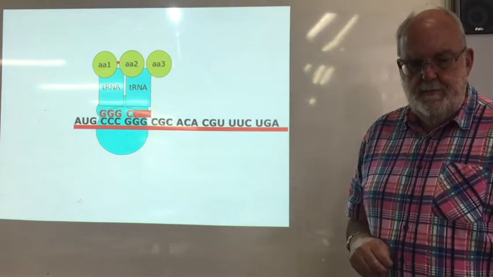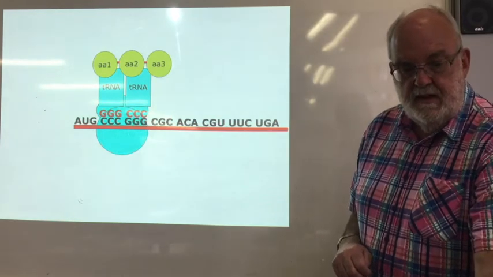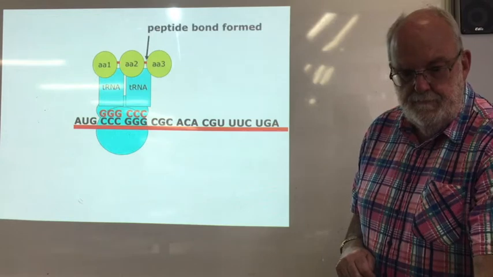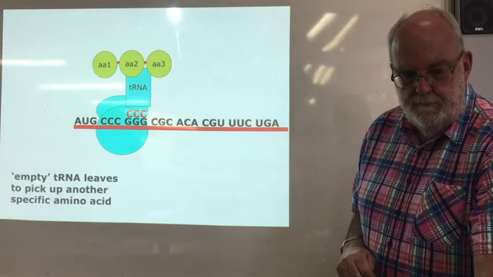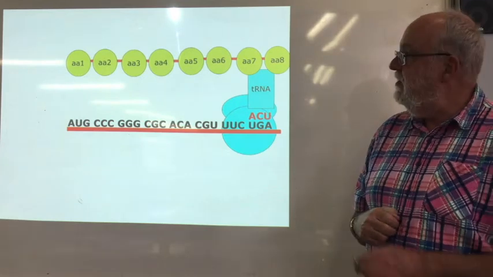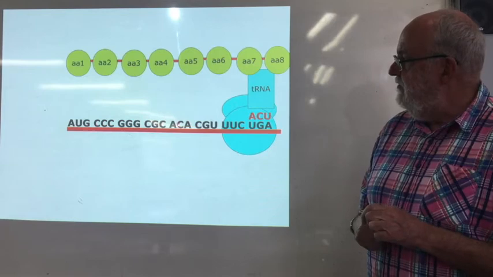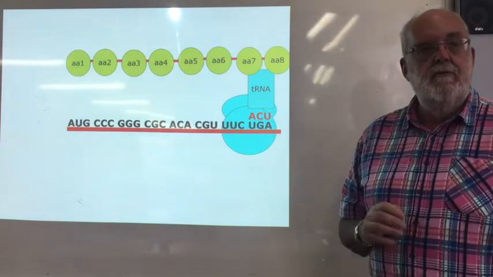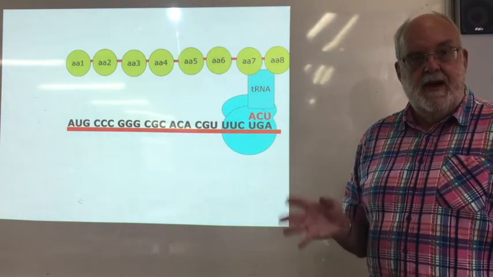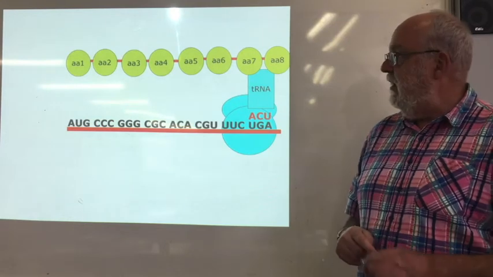Once again, a peptide bond, and then the whole thing continues. And eventually you end up with a sequence of amino acids, 1, 2, 3, 4, 5, 6, 7, 8, relating to the 8 bases, the 8 codons that were on the messenger RNA molecule.